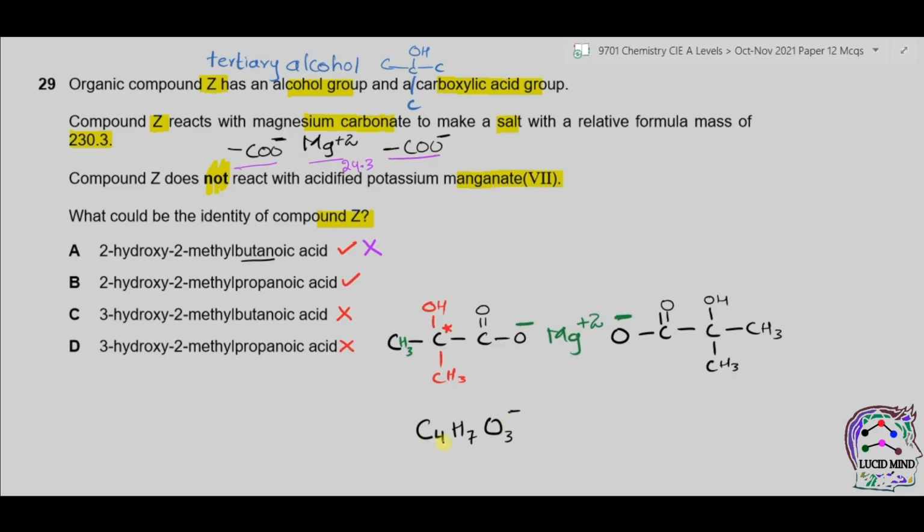So let's find the molecular mass. 12 into 4 is 48, plus 7 for 7 hydrogen, plus 16 into 3 is 48 for 3 oxygen. So it comes equal to 103. Similarly, 103 will be on this side as the formula mass is the same. So 103 plus 103 plus the molecular mass of magnesium, which is 24.3. It comes equal to 230.3. Correct option is therefore part B.